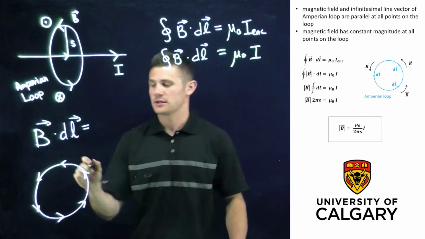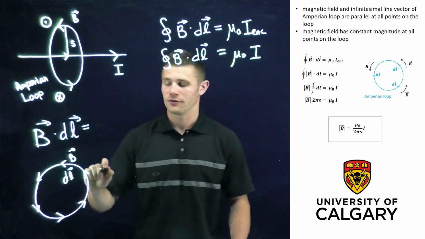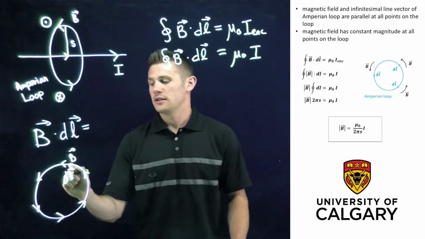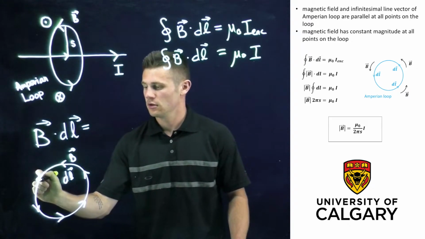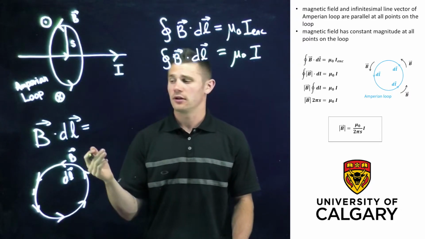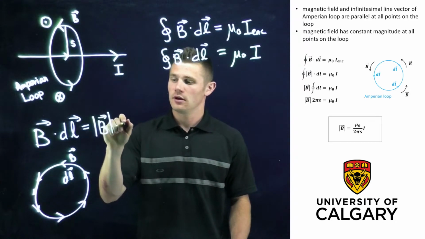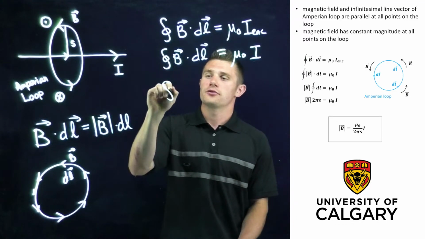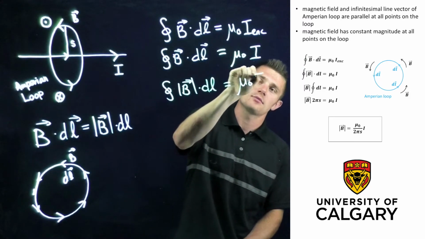And this is important because while our magnetic field does that, our infinitesimal length vector will also travel around the loop in a circle, because at every single point on this loop, the infinitesimal length vector points along the direction of the loop. And what that means is that B and dl are parallel at all points around the loop, and we can say that this dot product is simply the magnitude of B times the magnitude of dl. And what that does is it allows our integral to become the integral of the magnitude of B dl is equal to mu naught times I.